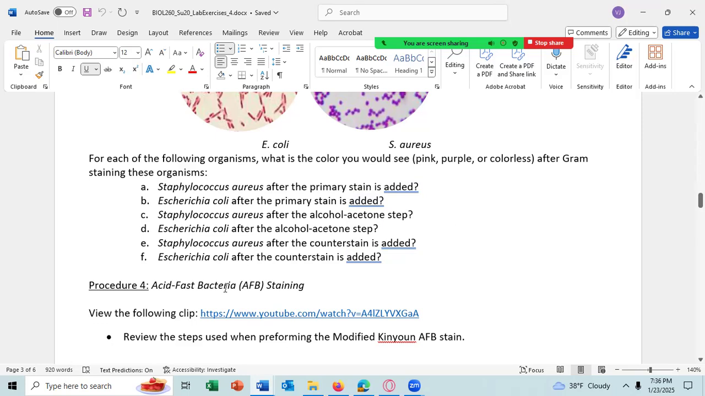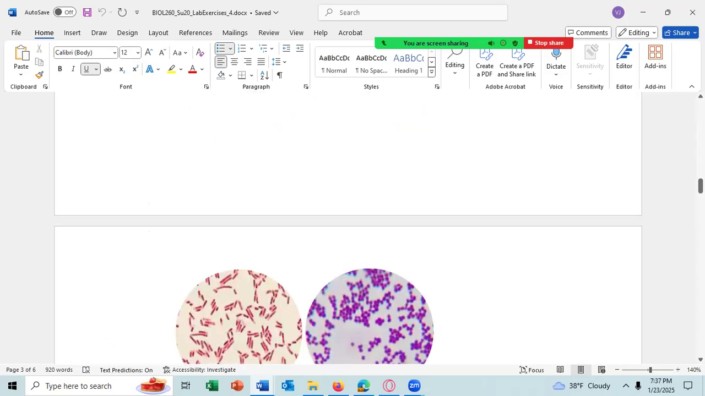coli, after the counter stain is added, what color is it? Put your answer right there. Any question about any of that?